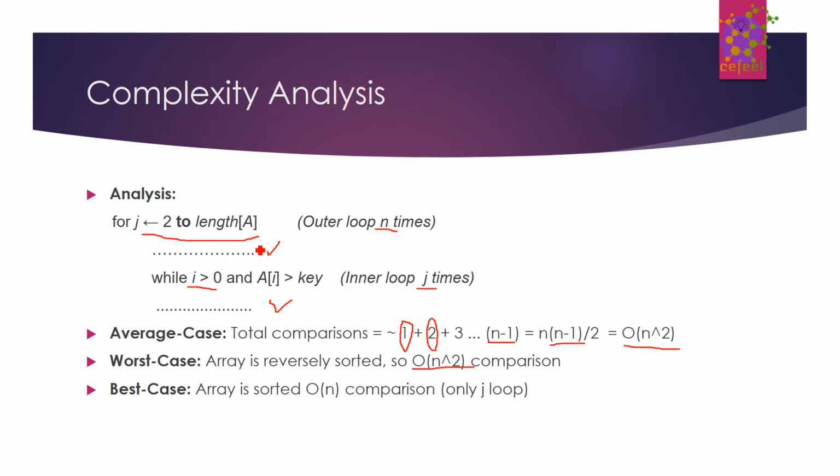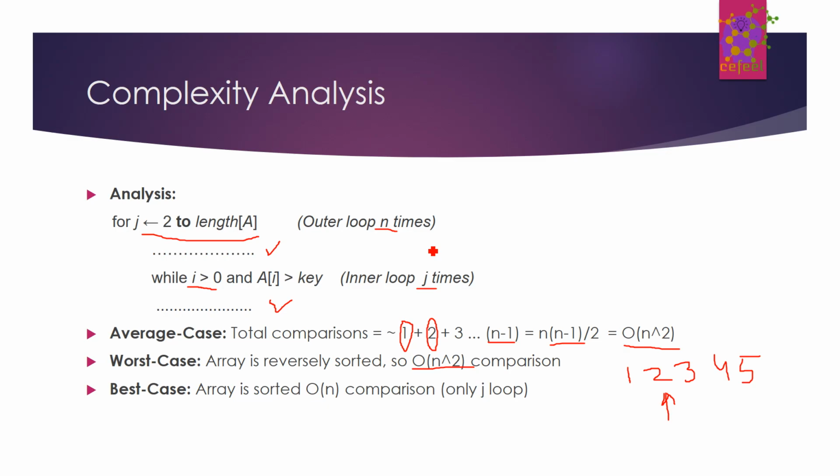So what happens in the best case? In the best case, let's say the array is already sorted, something like 1 2 3 4 5. In this case, j keeps incrementing, but notice we don't need to do any swaps, because the items are already in their place. So when 2 is compared with 1, the inner j loop will break. The inner j loop will only have one comparison, and then j will increment and 3 will be compared with 2.